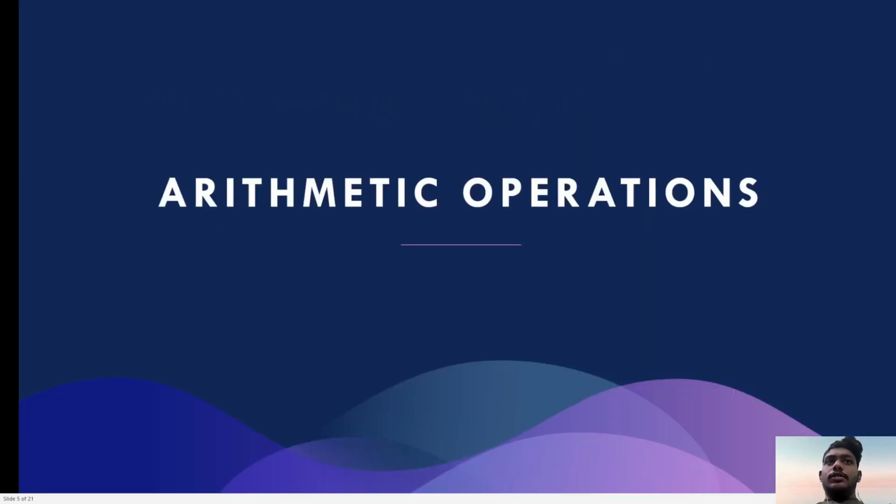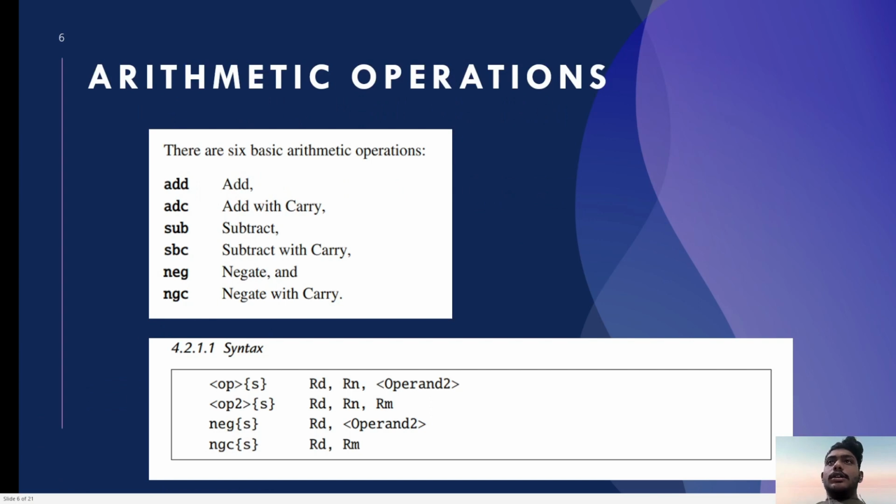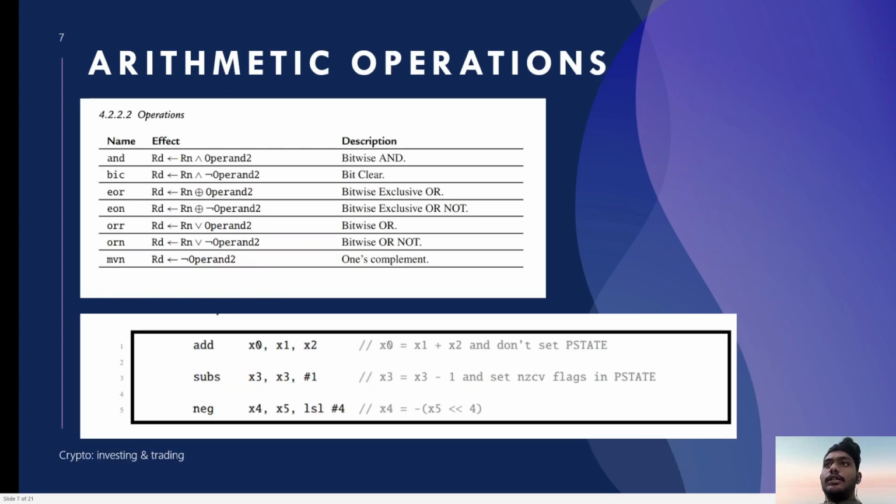So first, arithmetic operations. Arithmetic operations help in calculating data: ADC, add with carry, SUB, subtract, SBC, subtract with carry, NEG, negate, and NGC, negate with carry. You can see the syntax in front of you. All of the non-carry instructions involve two source operands and a destination register. The carry instructions may only use unextended registers as operands. Here, Rd is the destination register and Rn is the source register.